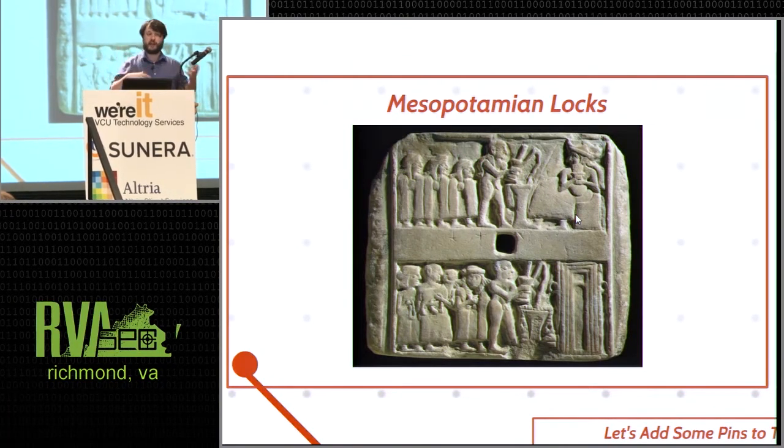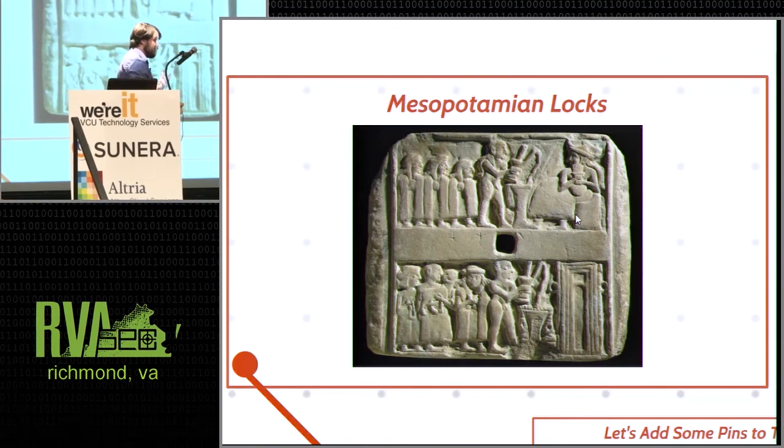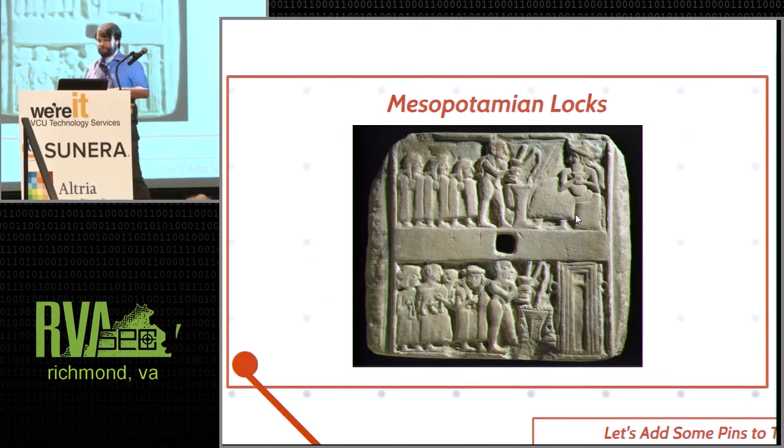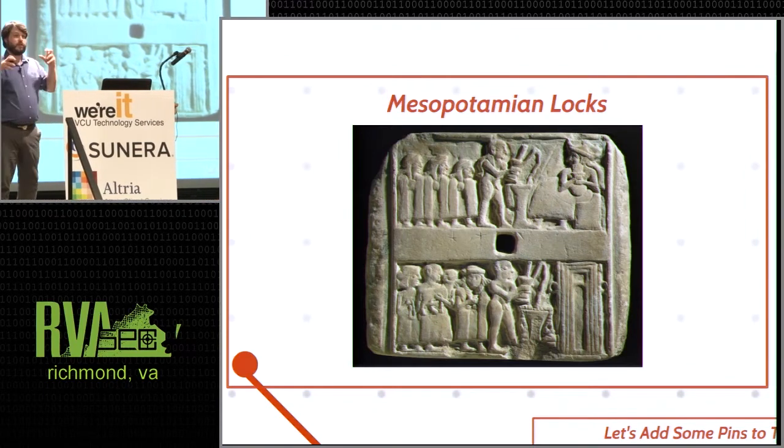Lever locks, especially the last two that I showed you, are still in use to this day. You can find them on safe deposit boxes here in America. We don't have a ton of them in the States, but you can find a ton of them off in Europe. So the first Mesopotamian locks were these door seals.